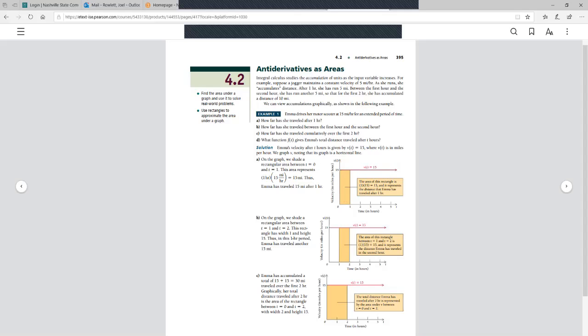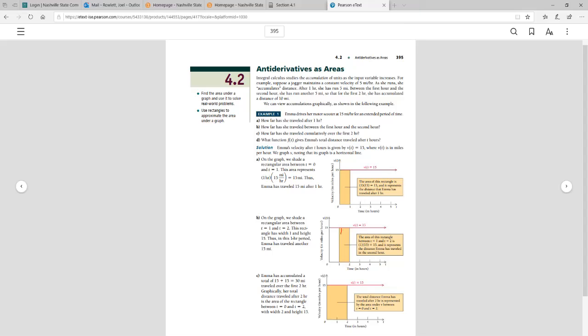Part B. On part B, if we look at the area between the first and second hour, we get an area of 15 again, right? Because we've only gone over 1 hour. We still have a height that's constant, so that's going to be 1 by 15. And again, the total distance traveled between the first and second hour is also 15.